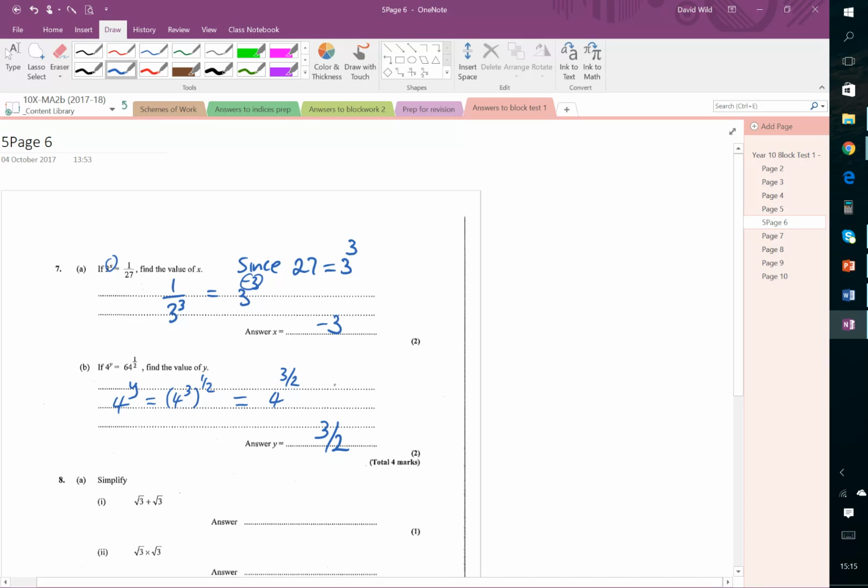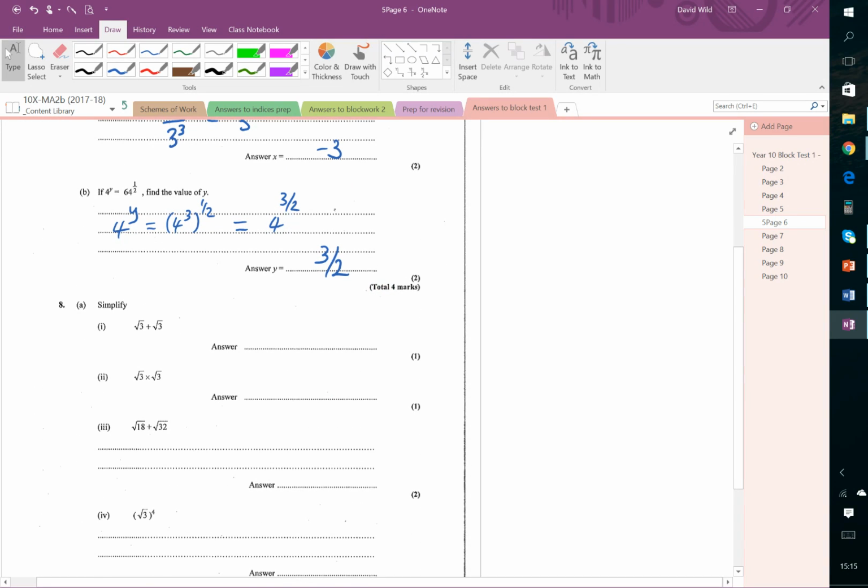Remember, if you don't understand, put a star next to it, we'll come back to it and explain it in more detail after. Question 8a, part 1.